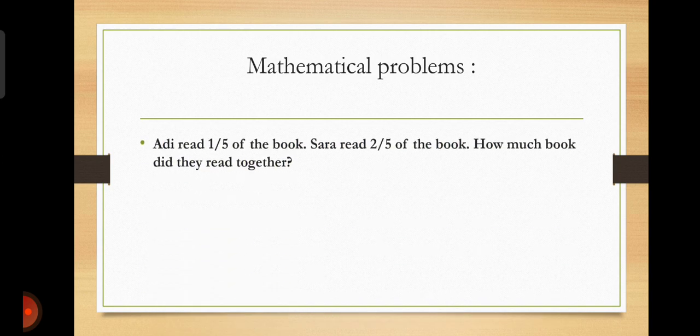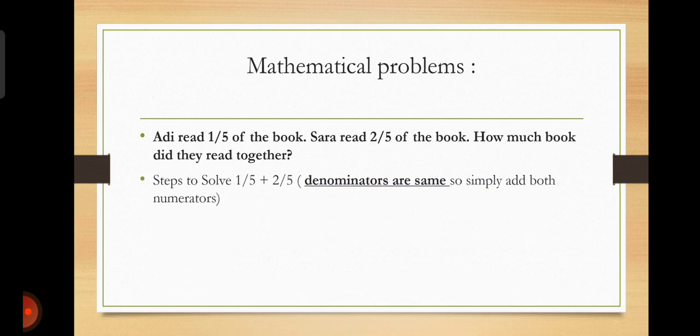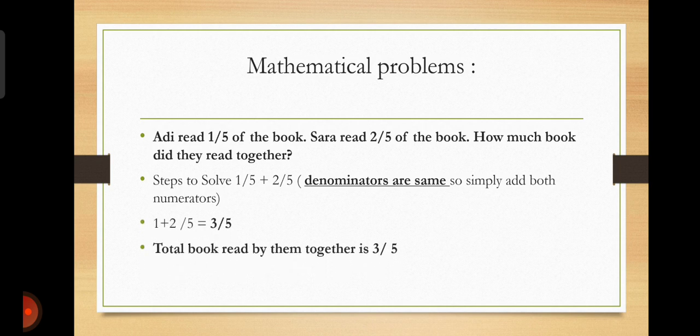Mathematical problems. Over here, Adi read 1 by 5 of the book. Sarah read 2 by 5 of the book. How much of the book did they read together? So over here, denominators are the same. So we will just add the two numerators, and the answer which we will get is 3 by 5. So the total book read by them together is 3 by 5.